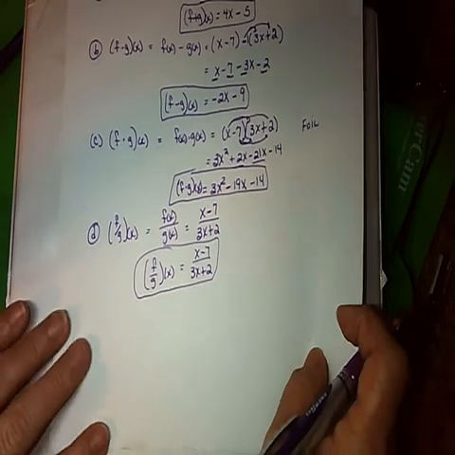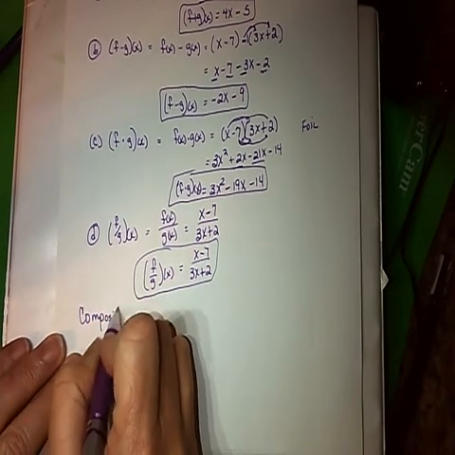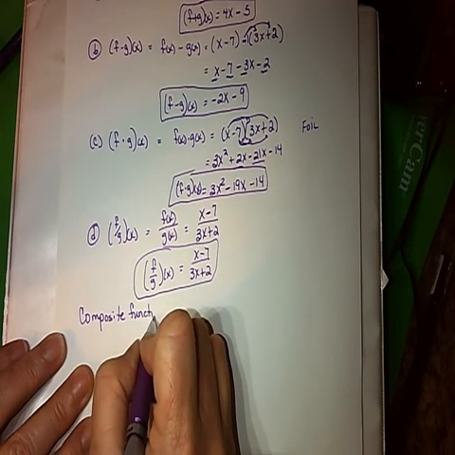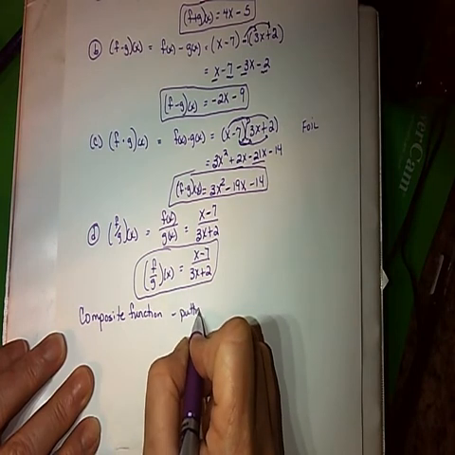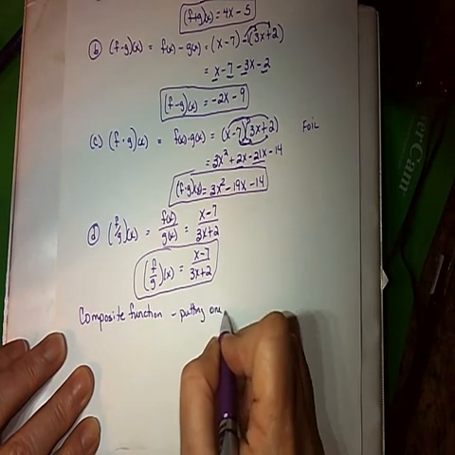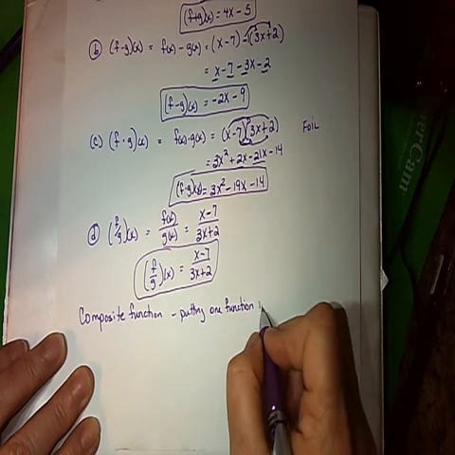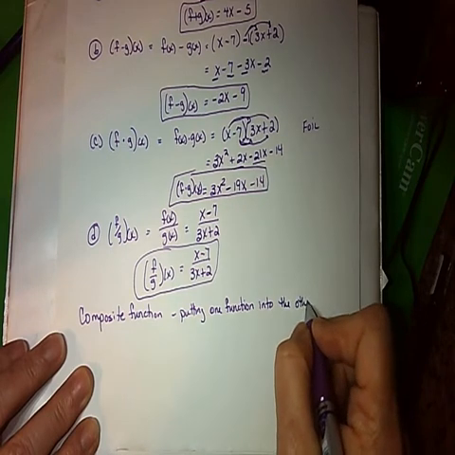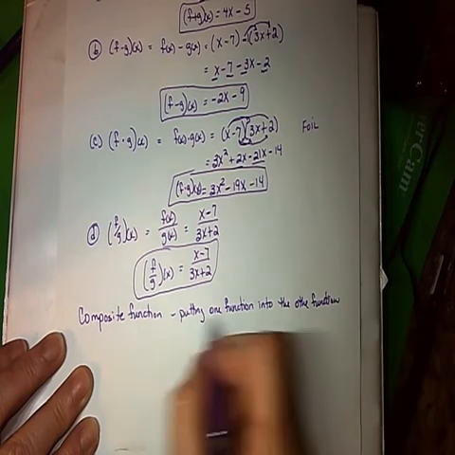Okay. If we want to make a composite function, you're putting one function into the other function for x.